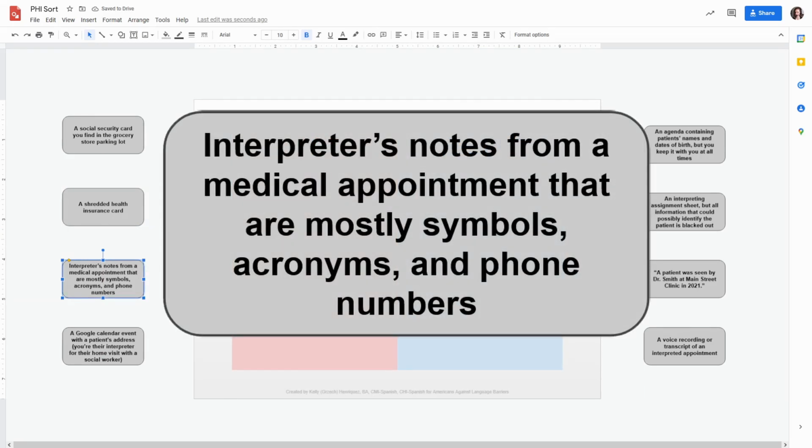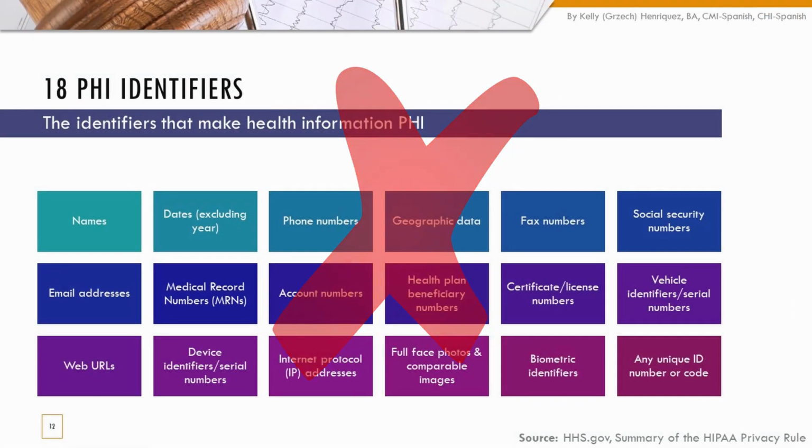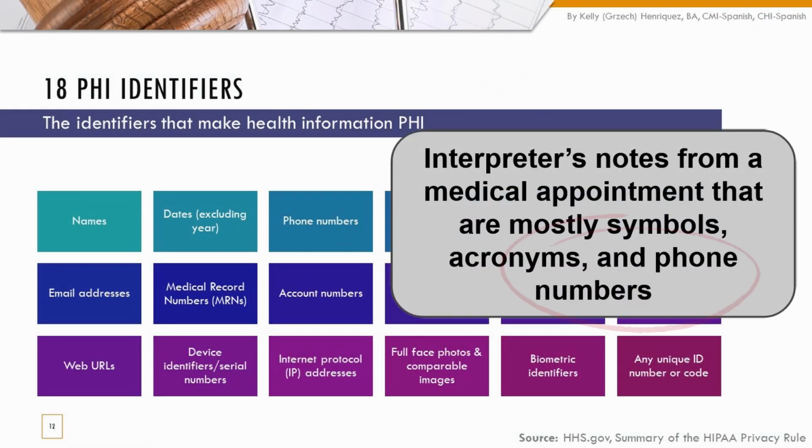We have interpreter's notes from a medical appointment that are mostly symbols, acronyms, and phone numbers. So listen, some of these might not outright be PHI. We could even cast a shadow of a doubt on this. Like, okay, we're using symbols, we're using acronyms, we're not using people's names. It might explain someone's health condition, but there's no personally identifiable information on there. There's none of those 18 PHI identifiers, right? So the thing is, though, we have here phone numbers. And chances are, if you're writing down phone numbers, you're likely going to be writing down a phone number that can be tied back to the patient.